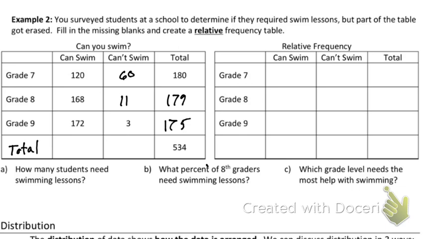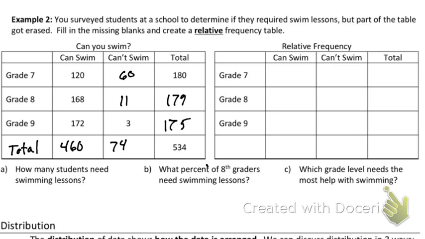So how many total people can swim? You have a calculator right next to you. 460. Yeah. And then how many people can't swim? 74. A good thing to do is once you fill out the chart, make sure 460 plus 74 equals 534 and make sure that these columns also add up. I'll also check my totals when I'm done.